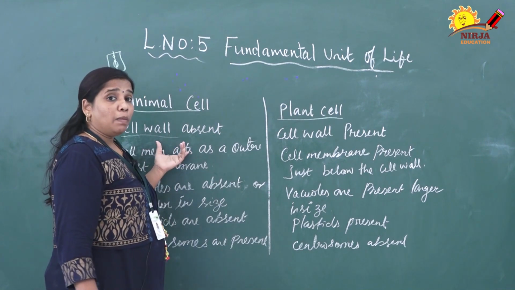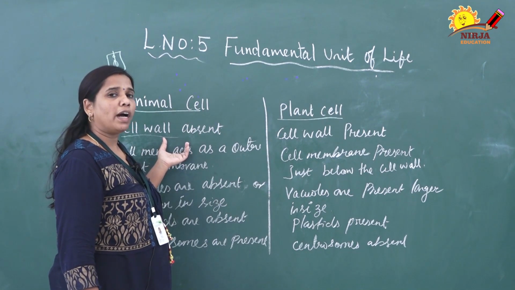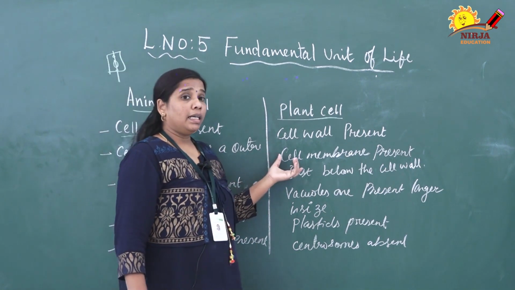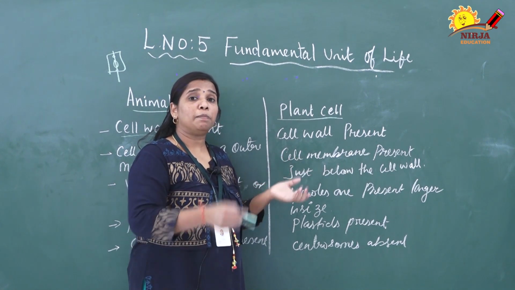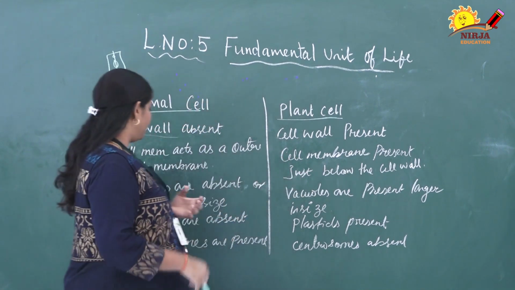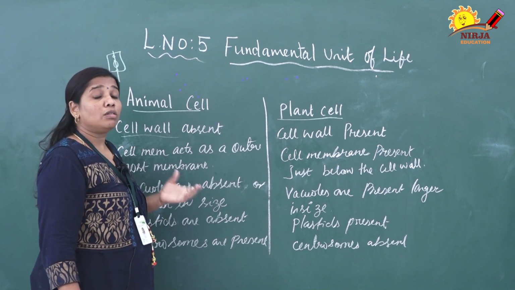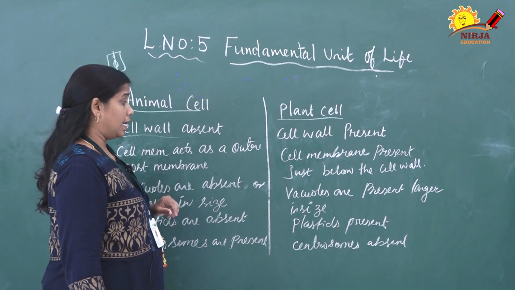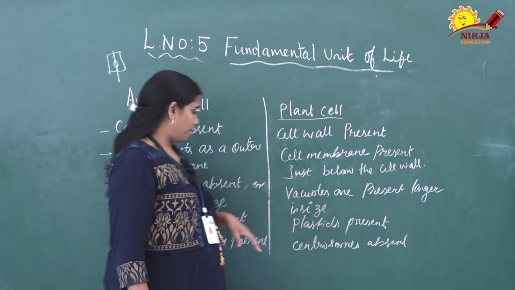Then cell membrane, it is also called the plasma membrane. It is the outermost membrane of animal cell. But cell membrane is present in plant cell too, just below the cell wall. Then vacuoles are sometimes absent or smaller in size in animal cell. But in plant cell, the vacuoles are larger in size.